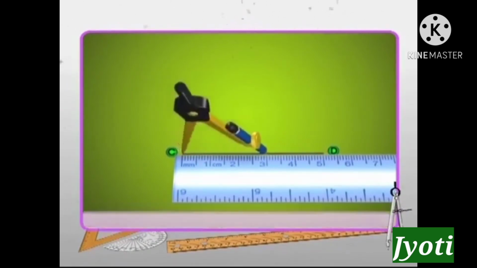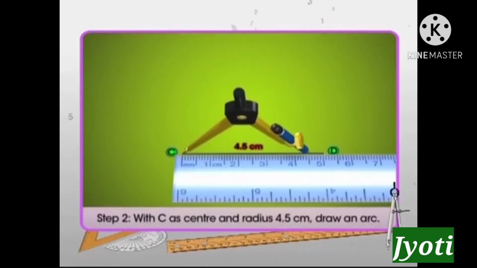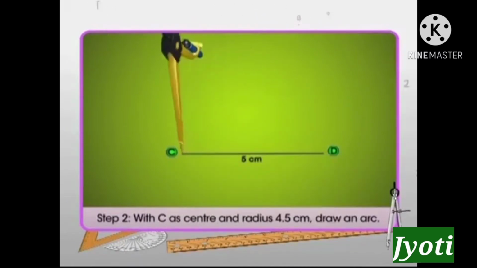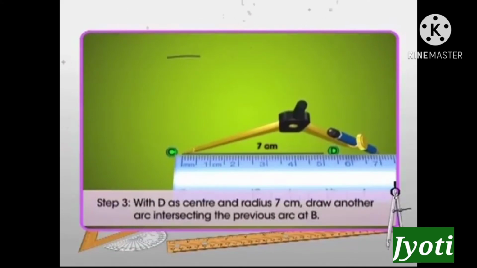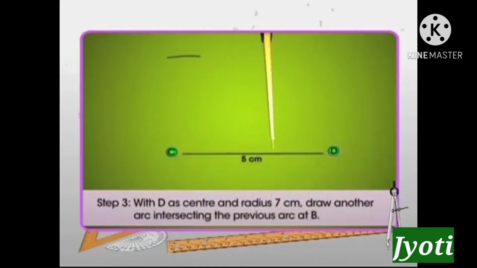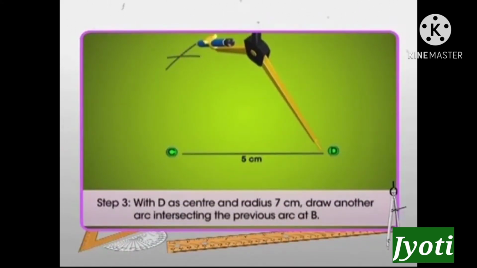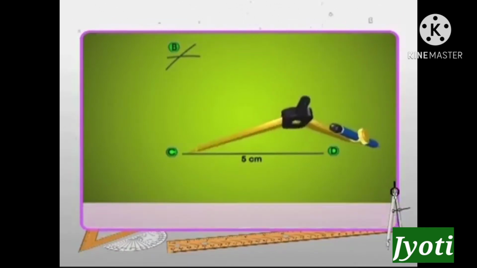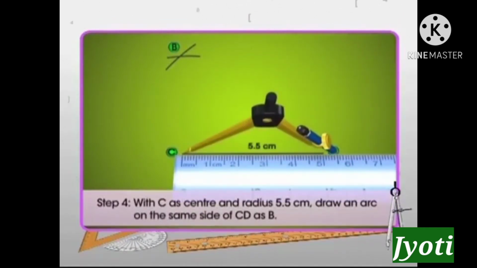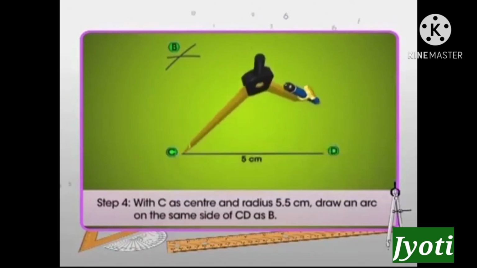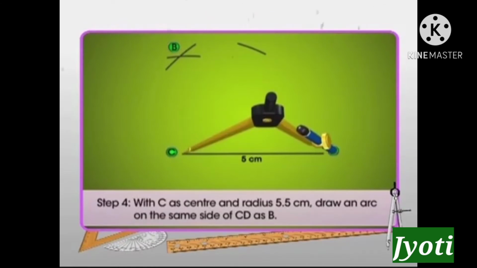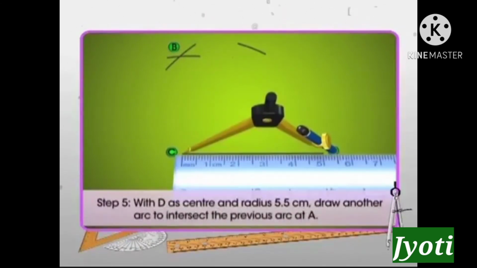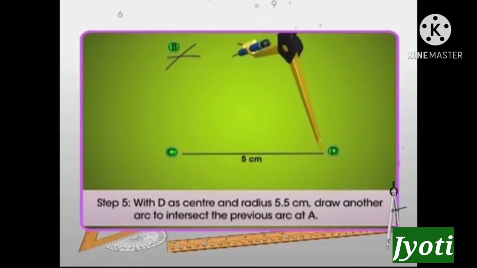With C as center and radius 4.5 centimeters, draw an arc. With D as center and radius 7 centimeters, draw another arc intersecting the previous arc at B. With C as center and radius 5.5 centimeters, draw an arc on the same side of CD as B. With D as center and radius 5.5 centimeters, draw another arc to intersect the previous arc at A.